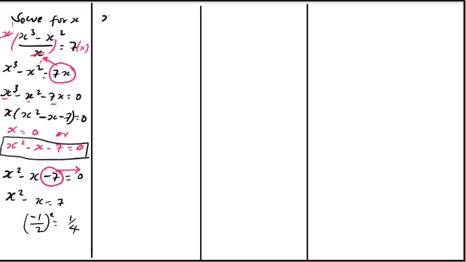Therefore we have x squared minus x plus a quarter equals 7 plus a quarter. So that we have x squared minus x plus 1 over 4 equals 7 plus 1 over 4, which is 7 and 1 over 4. Then make it into an improper fraction: 7 times 4 is 28 plus 1 is 29 over 4.